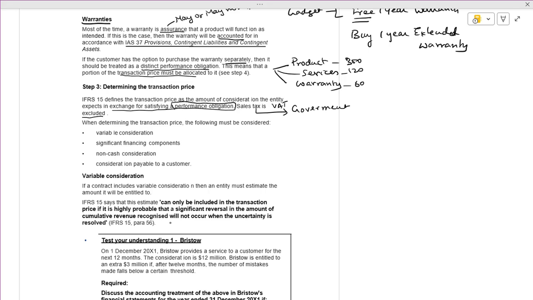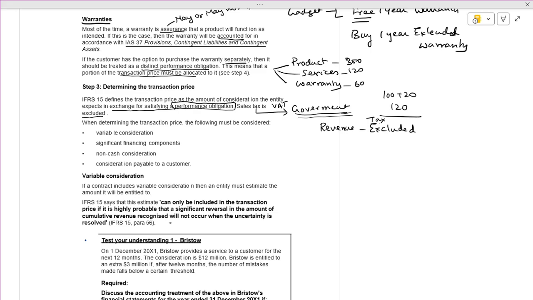Value added tax, is it getting my point? We have done it in taxation. Is it right? If it is included or if it is excluded. If it is included, the value of the product is how much? 100 plus 20. If it is excluded, then the tax is not going to be part of the product price. This entirely belongs to whom? Belongs to the government. So whenever we are talking in terms of revenue, there is a basic understanding that tax should be excluded.